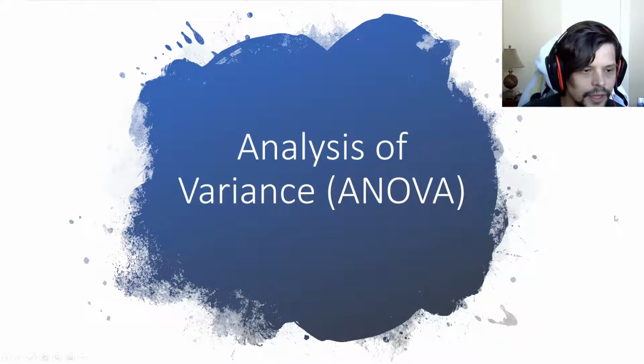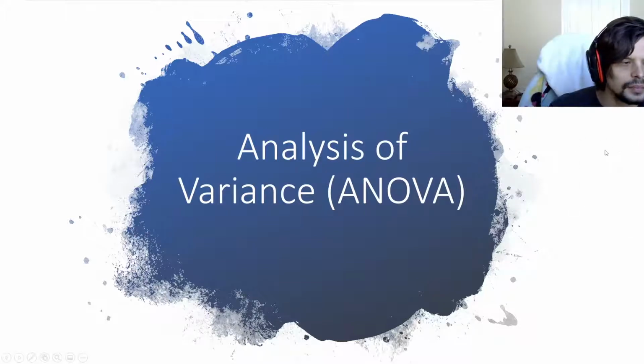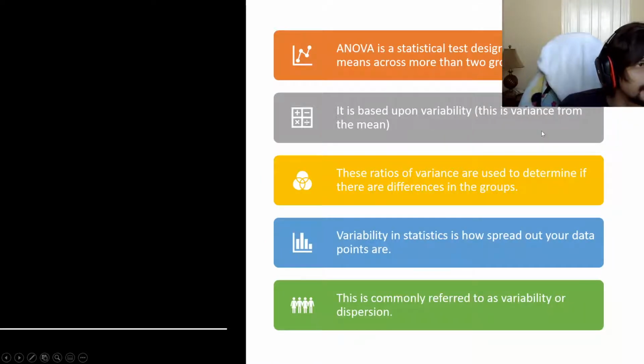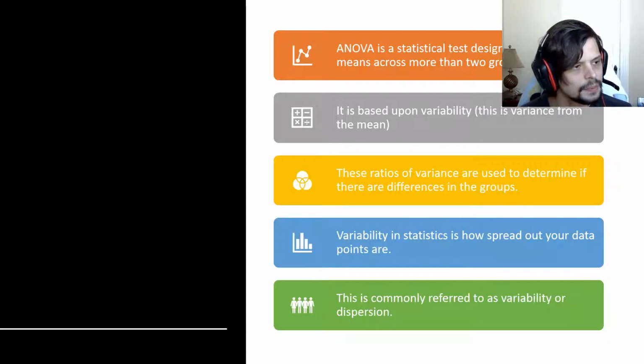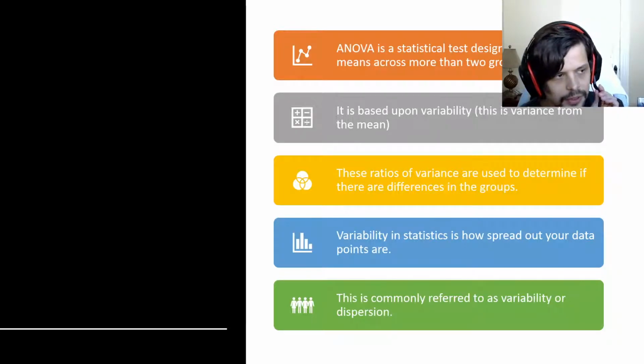So for analysis of variance, what you're doing here is it's just like a t-test, kind of. Well, it's sort of like a t-test. It's a statistical test designed to examine the means across more than two groups. It is based upon variability, so this is like variance, like standard deviations. And the ratios of variance are used to determine if there are differences in the groups. So variability in statistics is how spread out your data points are exactly. And this is commonly referred to as variability or dispersion.